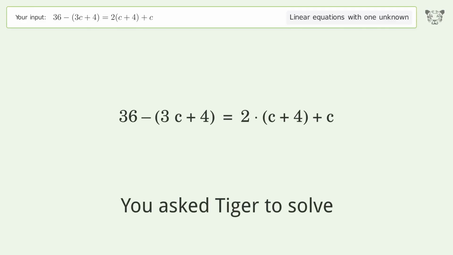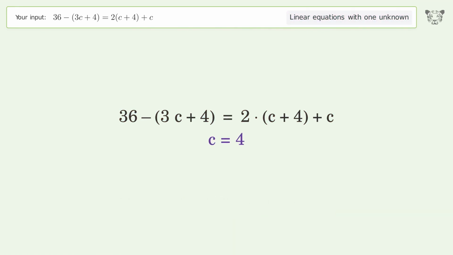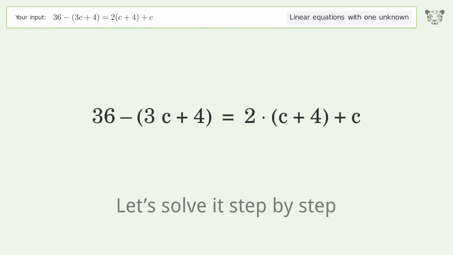You ask Tiger to solve this. It deals with linear equations with one unknown. The final result is c equals 4. Let's solve it step by step.